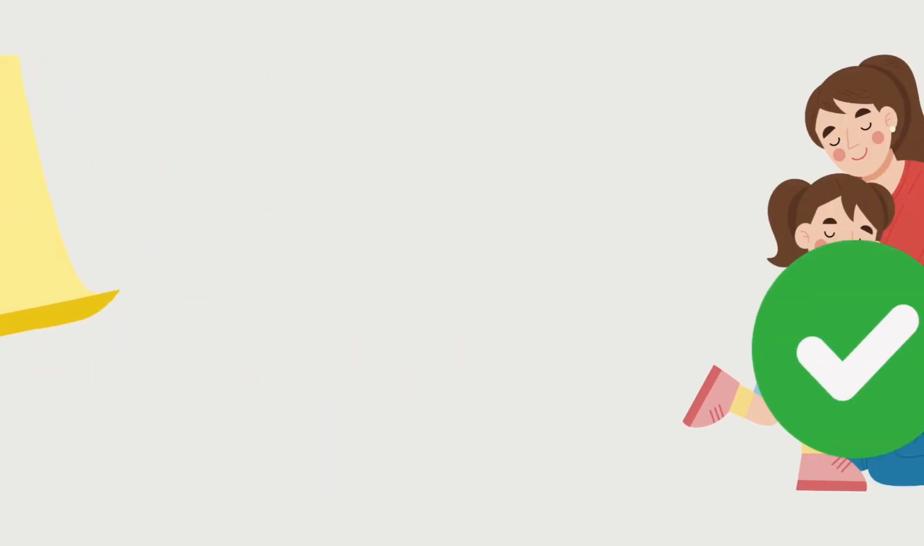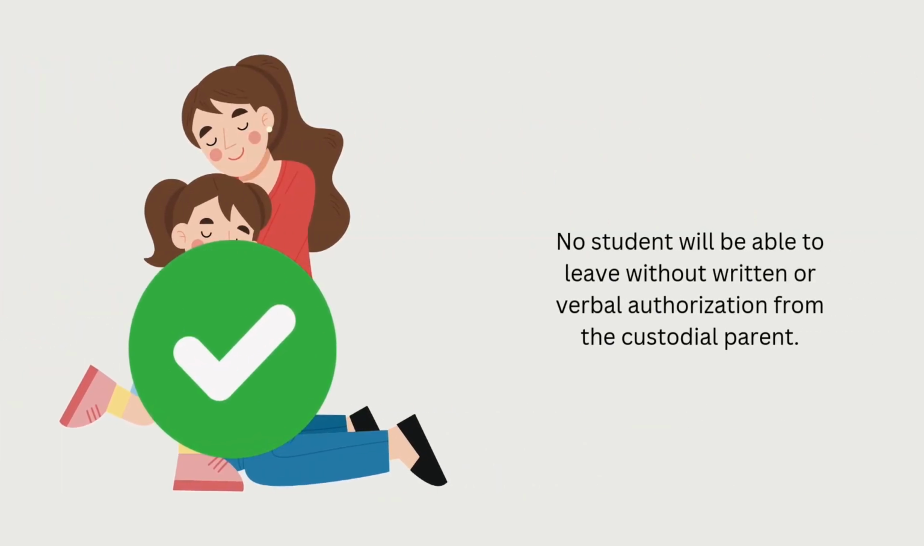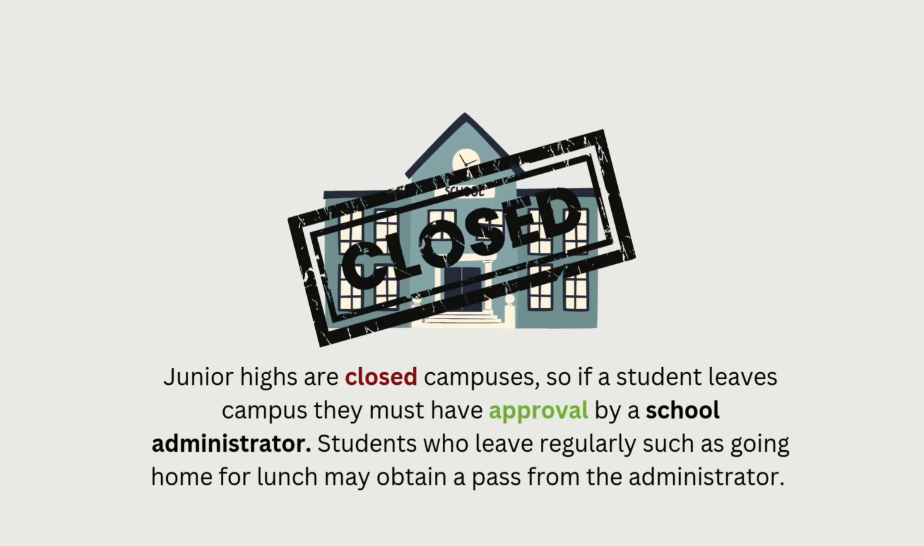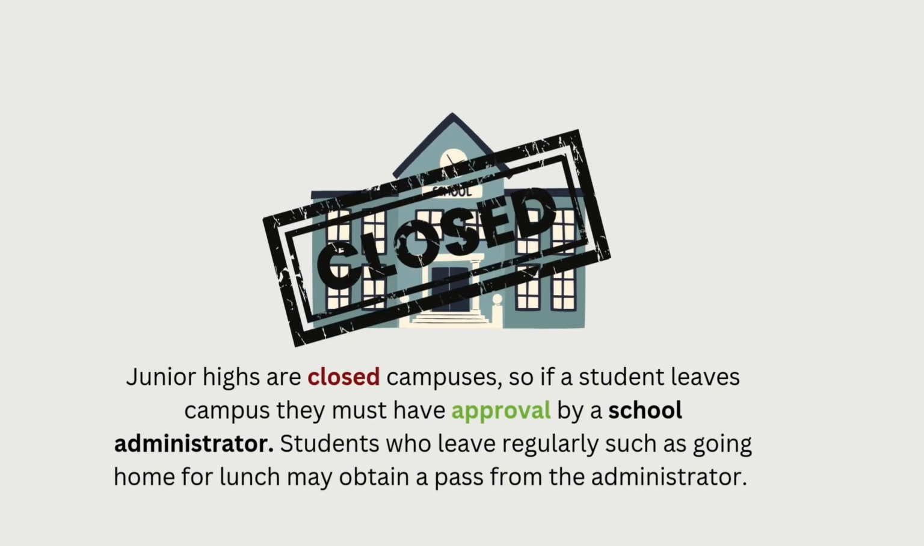Elementary students will not be released to any person without written or verbal authorization from the custodial parent. Junior highs are closed campuses, so if a student leaves campus, they must have approval by a school administrator. Students who leave regularly, such as going home for lunch, may obtain a pass from the administrator.